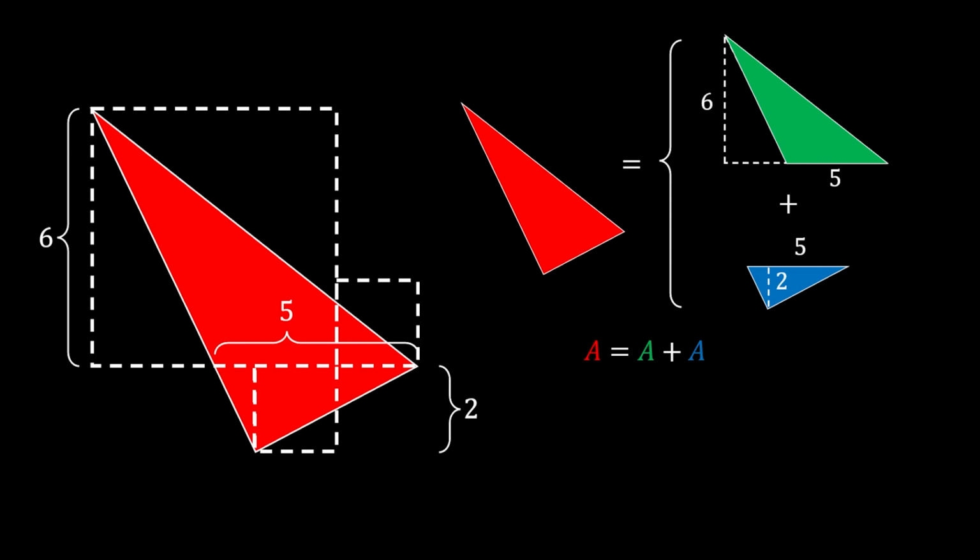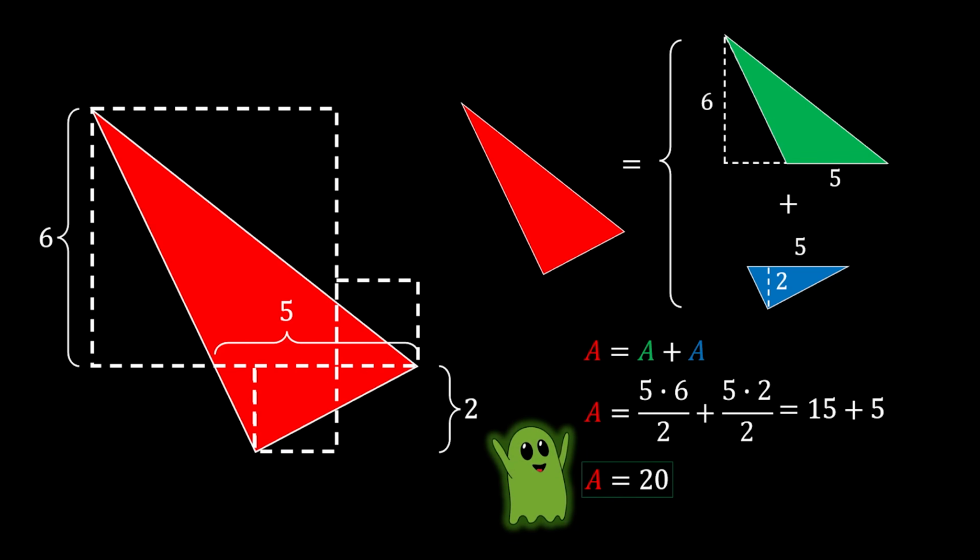From here, it is easy for us to find the area of the green and the blue triangles, because the area of the triangle is equal to the product of the base and the height divided by 2. So if we substitute our values in, we will get the following. Now we can simplify this to get that red area is equal to 15 plus 5, and we will get that the area of our red triangle is again equal to 20 squared units, and again we have our solution.